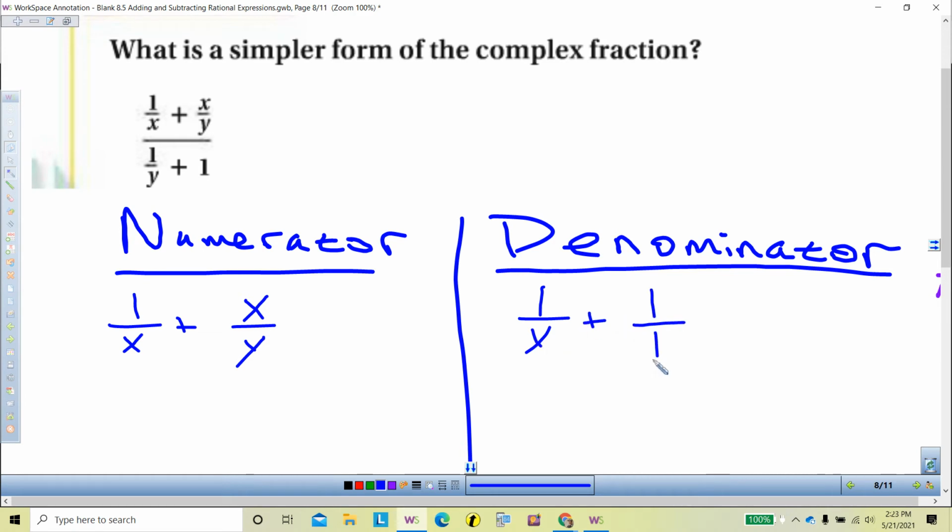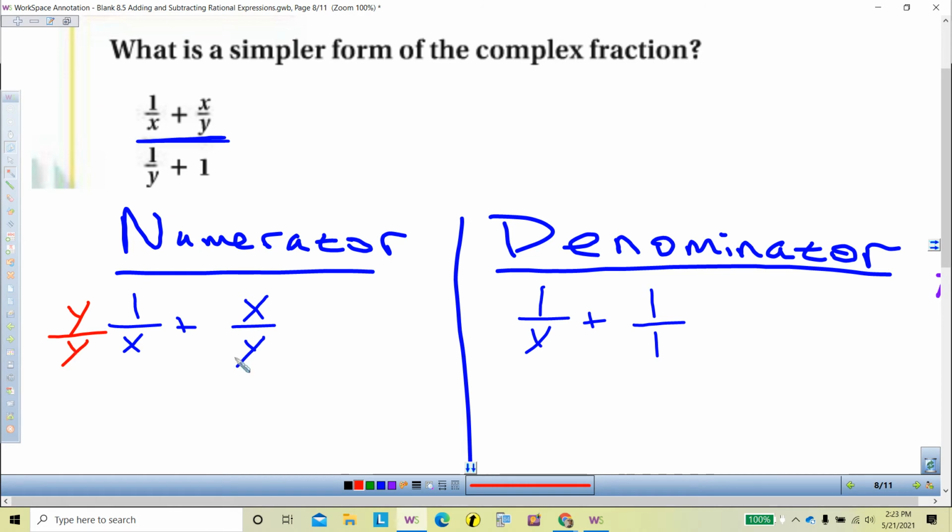Okay, so you'll see this isn't as bad as you think. You just treat numerator, denominator totally separate. So we're going to have to get common denominators here, and then add the two fractions. And then because it's kind of a complex fraction, we're going to flip that second fraction and multiply in the end. But let's start. So second denominator has y, first denominator does not. So I'm going to multiply by y over y.